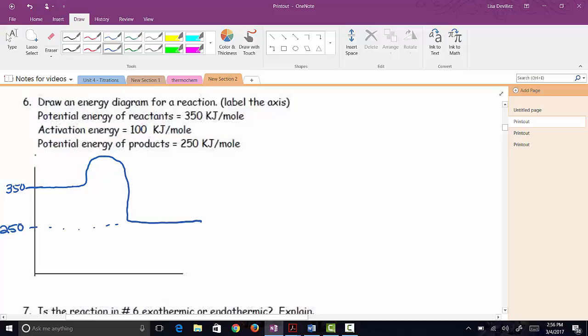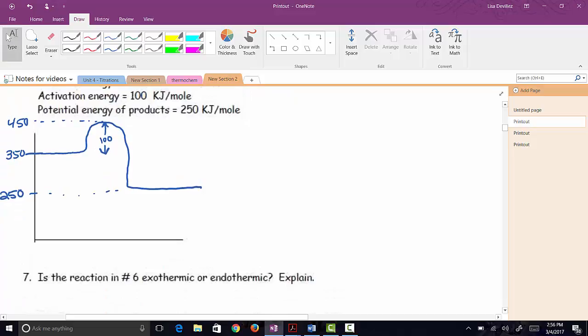And then if the activation energy is 100, that would put this at the top of the hill at 450, because that would mean I have a 100 between my reactants and the top of the hill. And it says, is the reaction endothermic or exothermic? It is exothermic because the products are at a lower energy than the reactants.